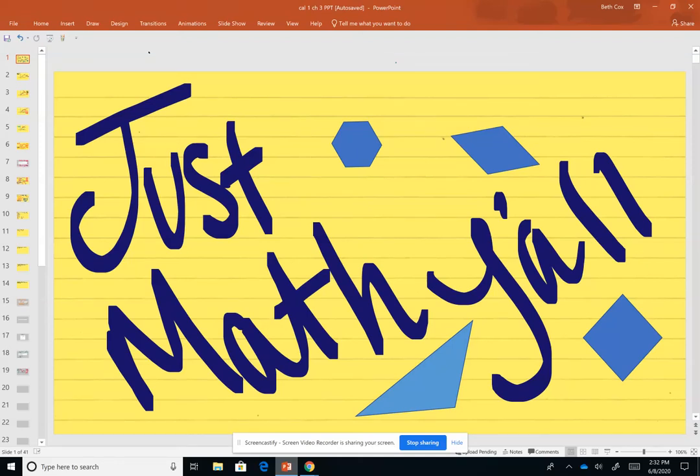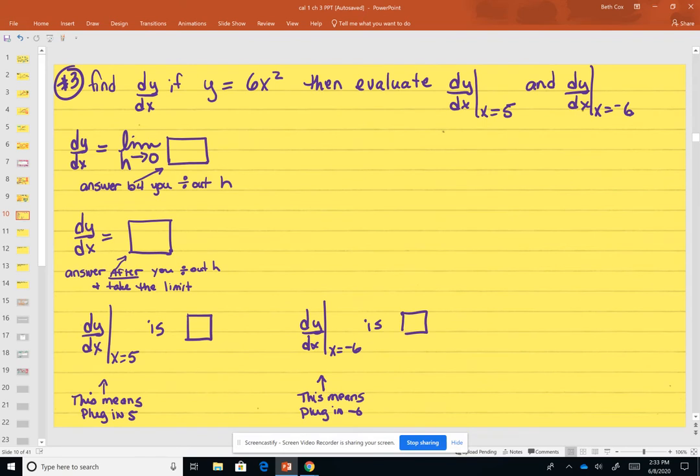Once again, y'all, it is just math, y'all. We are in Cal 1. We are going to use the definition of derivative today to solve some problems. So, I'm just going to jump right into the first one here.